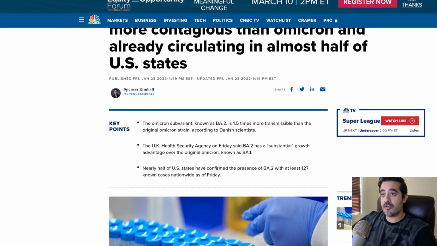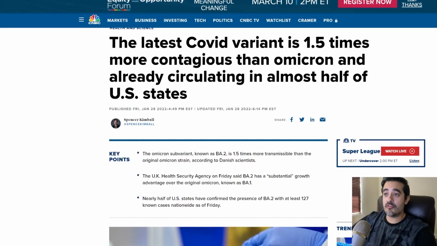I think this is going to affect the market because this news came out at 4:49 p.m. on Friday. This came out after market close, so we haven't seen the markets react to this yet. And usually the media uses stuff like this as a scare tactic and it causes people to sell. So we're going to have to see if the same thing happens here, something to keep your eye on.